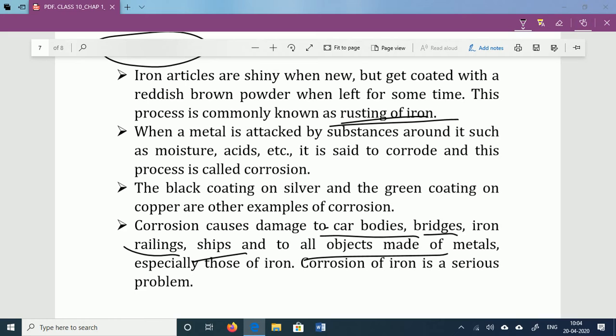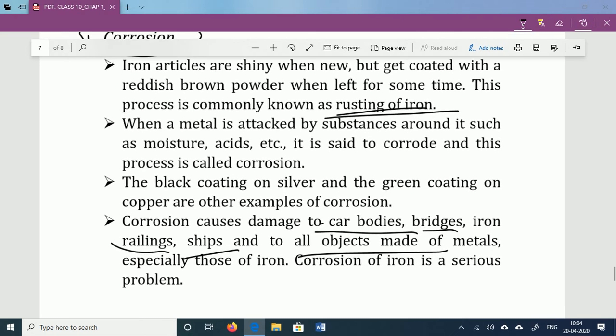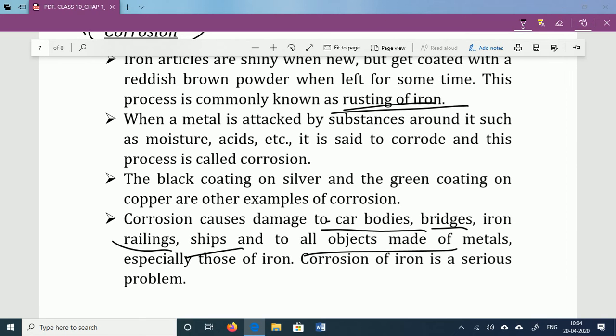Suppose a bridge is there, suppose a building is there, if the iron used for construction undergoes the corrosion rusting process, then ultimately there is a chance of breakage of the bridge, otherwise the construction becomes weak, so it may be harmful to society, and it may harm the economy also. So that's why we can say that the corrosion of iron is a serious problem.